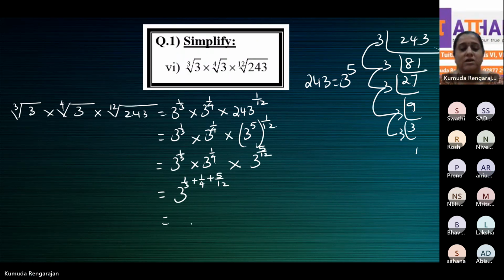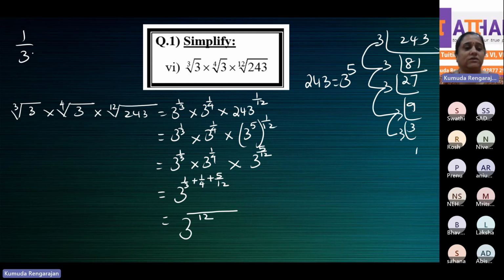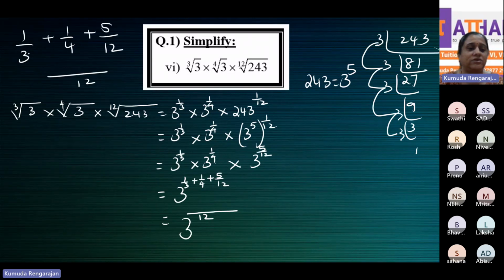Next. What's the LCM of 3, 4, and 12? 12, ma'am. So 3 to the power 12 is the common denominator. 1 by 3 plus 1 by 4 plus 5 by 12. When you take the LCM 12, 3 into 4 is 12, so into 4 here. 4, ma'am. So 4 plus here 3 into 3, ma'am.